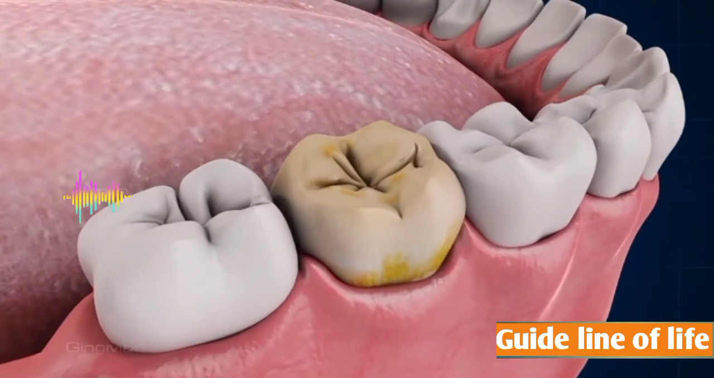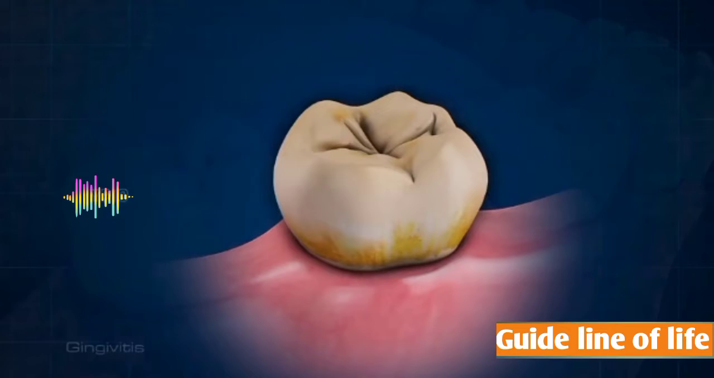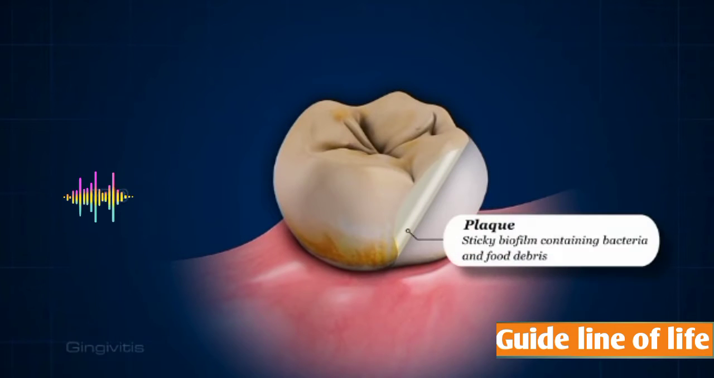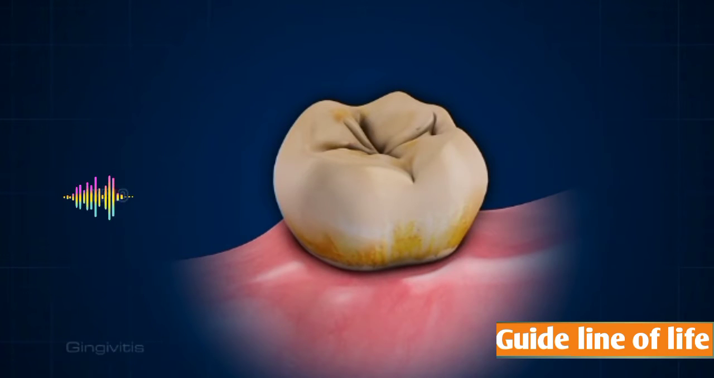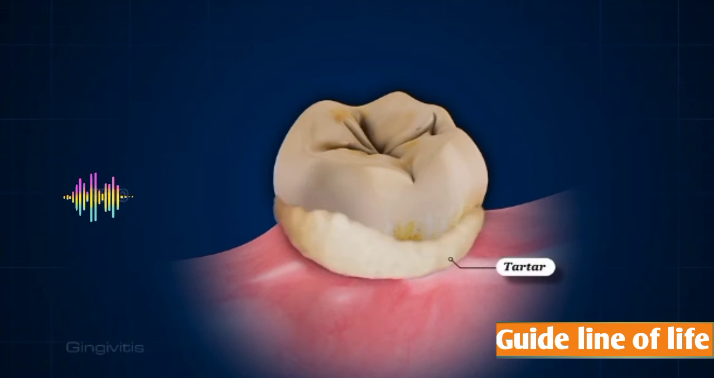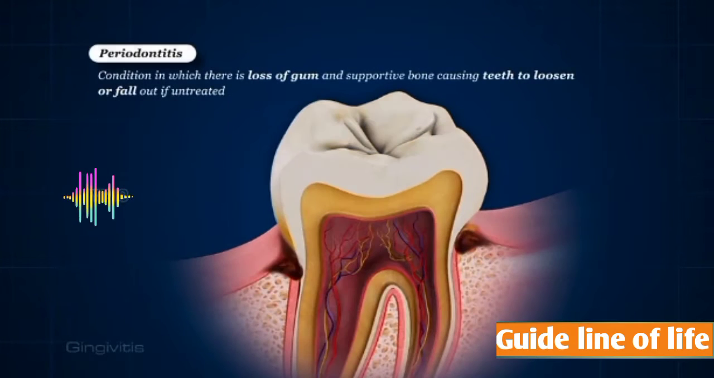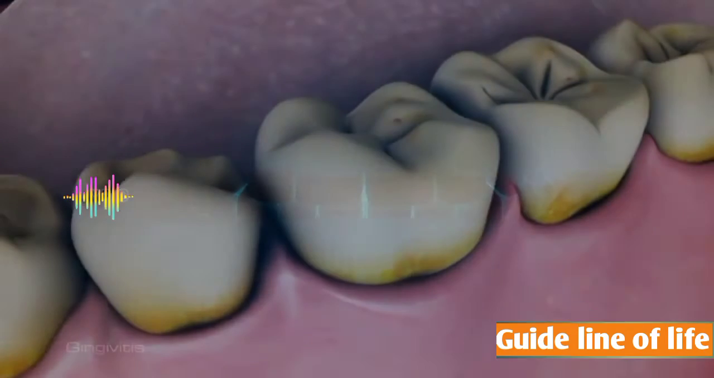Introduction. Gingivitis is a dental condition that involves inflammation of the gums due to the accumulation of plaque, a sticky biofilm containing bacteria and food debris, which normally forms on the surface of the teeth and gums. Plaque can harden or mineralize into tartar that further irritates the gums. Gingivitis can progress to periodontitis, a condition in which there is loss of gum and supporting bone, causing teeth to loosen or fall out if untreated.